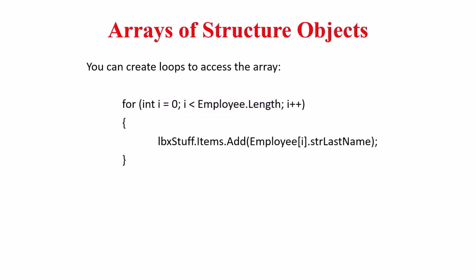We can also create loops to access the array. For int I equals 0, I is less than the employee length, the length of the array, I++. Then we take the LBX, basically a list box, and add items.add, and we add the employee, whatever I is, and then we add the last name to it. So this actually will fill the list box with all the last names that we have in our array. Let's take a look at this and see this stuff in action.